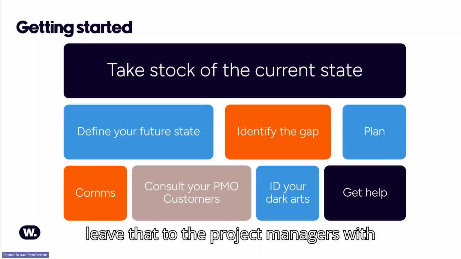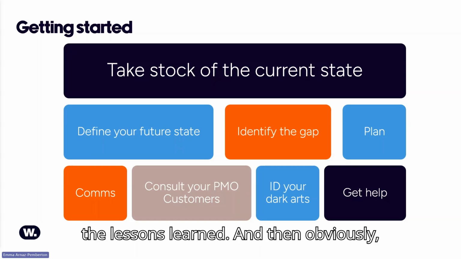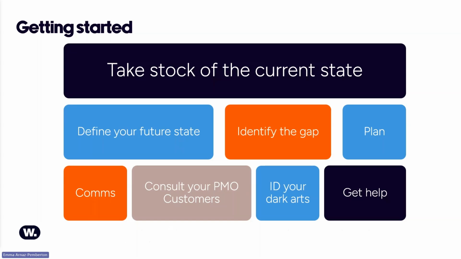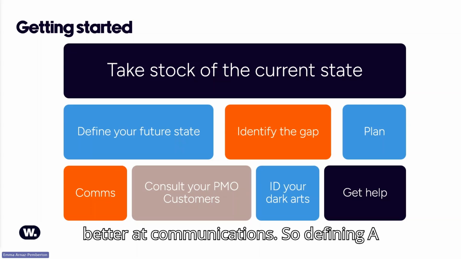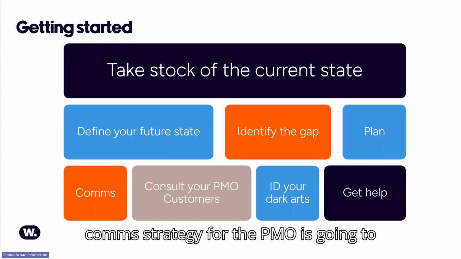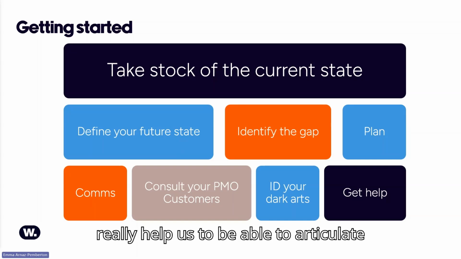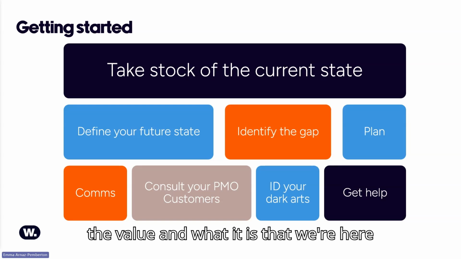We tend to leave that to the project managers with the lessons learned, and then obviously, as we know, nothing really tends to happen with those. So we need to get better at communications. Defining a comm strategy for the PMO is going to really help us to articulate the value and what it is that we're here to do.